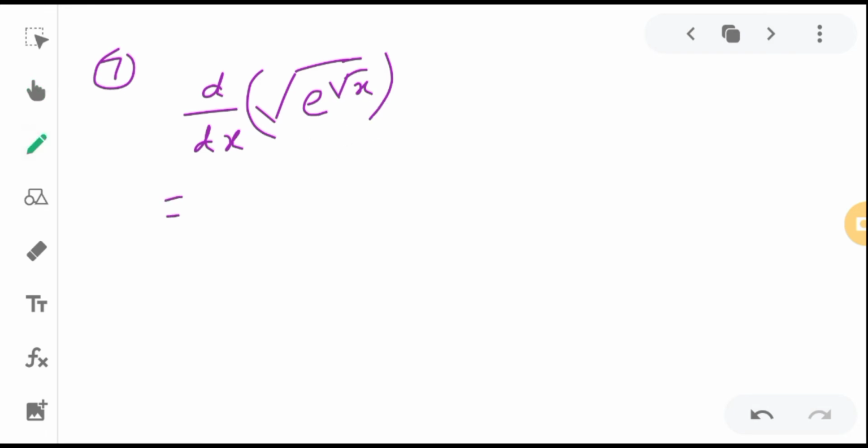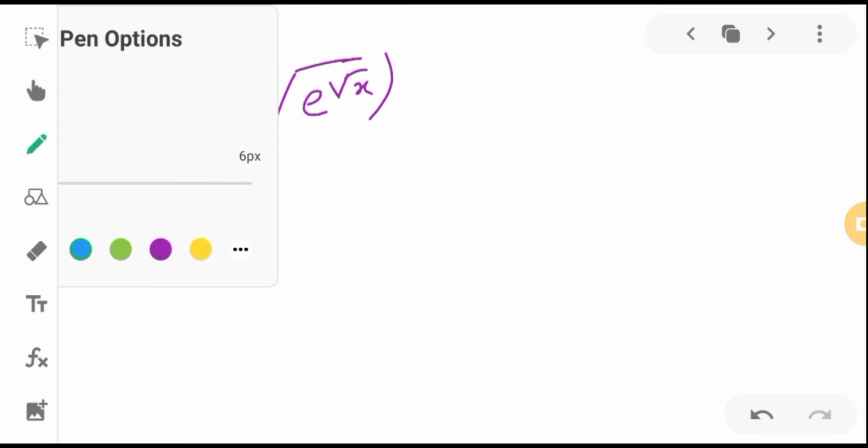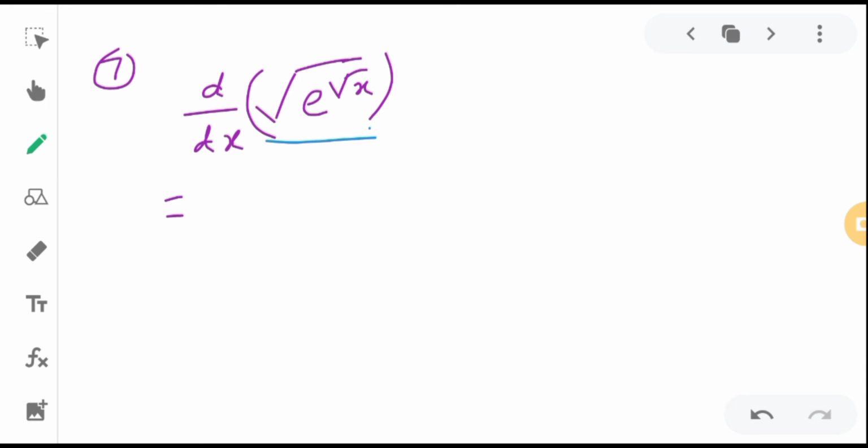So here also, if you see, there are multiple functions. A square root is a function, then e to the power is a function, and then a square root is again a function. So in this also we'll use the chain rule. Chain rule will go from left to right. The first function is a square root function. So treat this e to the power root x as x. When you treat that as x, this is root x, and the root x derivative you know.